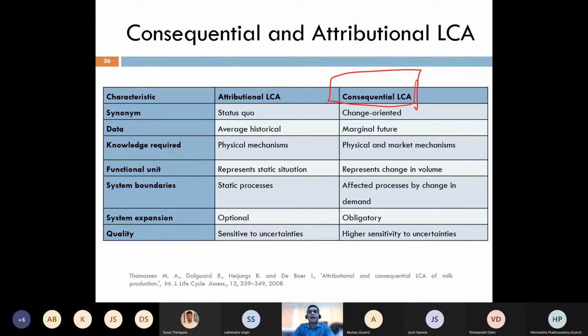So we need to be very sure whether we are working on an attributional or a consequential LCA. Attributional means I am not worried about how the world is functioning. It was functioning before the process came in and it will function after the process comes in. That's not one of my concerns. I'm just concerned about my bioprocess: this is the input going in, this is the output coming out, and this is the emission associated. In consequential LCA, I am worried about it. What are going to be the consequences?